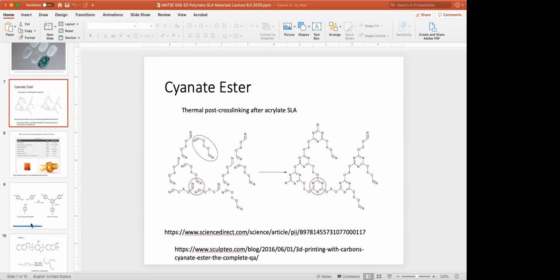So you can make liquid resins out of this chemistry, and then you can take those resins through SLA where you get gelation, and then finally you can do a thermal cure in order to get this cyanate ester cyclization reaction. So let me walk you through this.